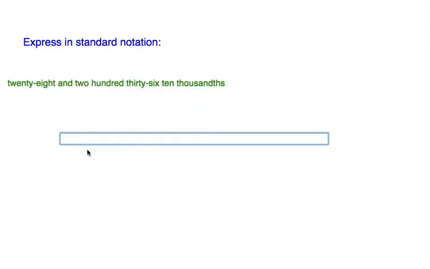28 and, so 28 decimal, 236, but 10,000ths, so we have to be very careful. So 236 10,000ths, and right now the 6 is in the thousandths place. So to get it into the 10,000ths, I'm going to put an extra 0 between the decimal and the first digit, the 2. Like that. So that reads 28 and 236 10,000ths.